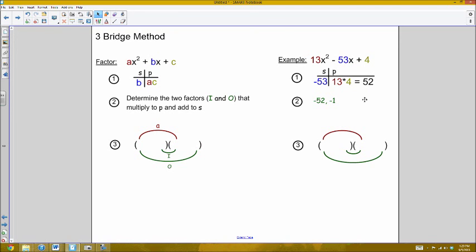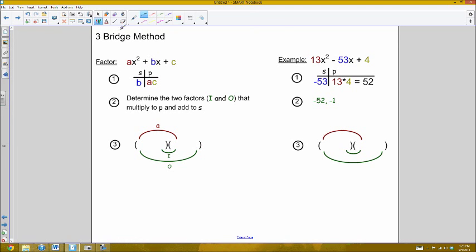So then two numbers which multiply to a positive 52 and add to a negative 53 would be negative 52 and negative 1. So I found those two numbers. Now here is where the two methods diverge. It's basically in the way I'm going to set up my question.